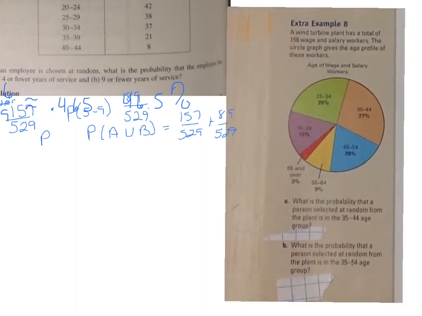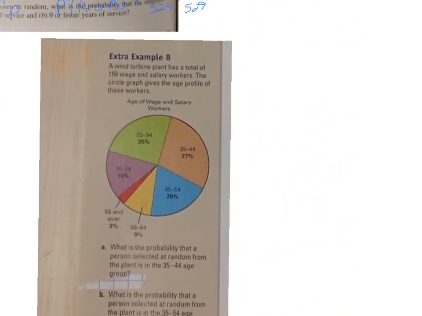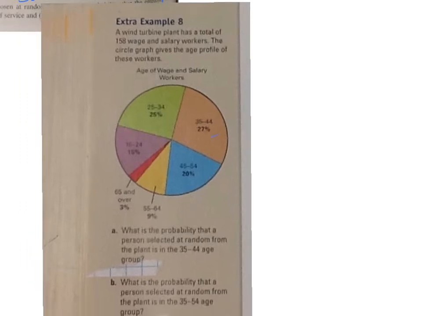Okay, y'all don't have this example in your book. A wind turbine plant has a total of 158 wage and salary workers. The circle graph gives the age profile of these workers. What's the probability that a person selected at random from the plant is in the 35 to 44 age group? Can you read those? 35 to 44 is 27%, right here. Okay, so the probability is 27 out of 100, or 27%.